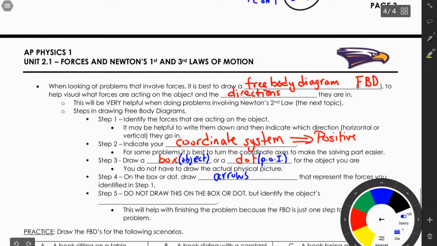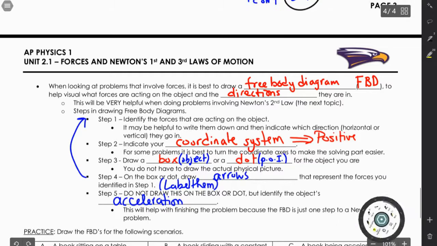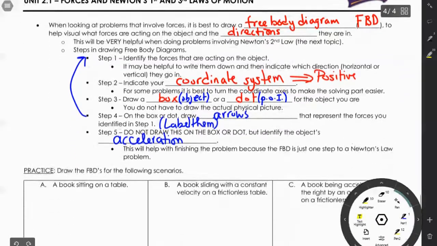Step four: on the box or dot, you're going to draw arrows that represent the forces you identified in step one. Make sure to label them. Don't just draw the arrow, label it. They should be relative in size. In step five, do not draw this on the box or dot, but identify the object's acceleration, if it is accelerating. This is going to help with finishing the problem, because drawing the free body diagram is just one of the steps in doing a Newton's second law problem.